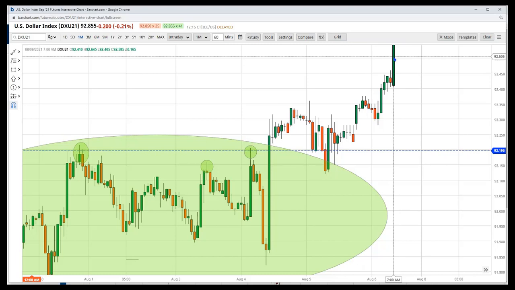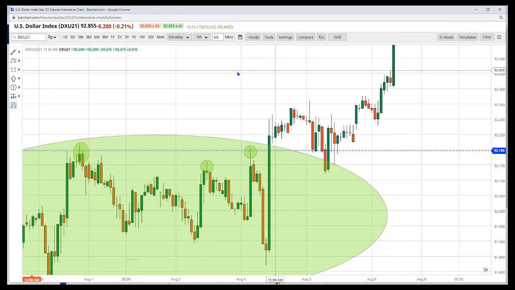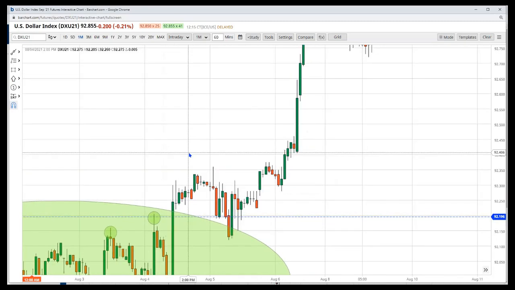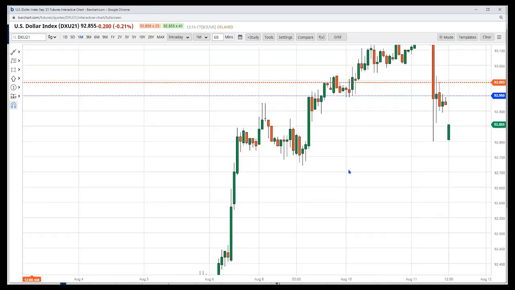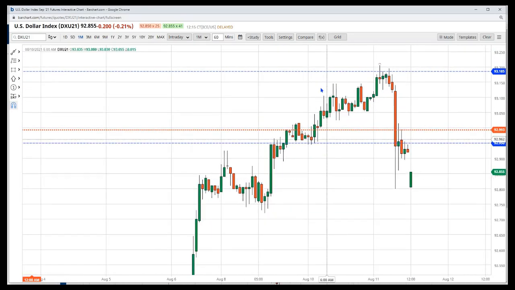So we're in a rally-based rally mode, right? Until price eventually returns to our area. There's our two blue lines where sellers were in control last time. And what has happened since then?